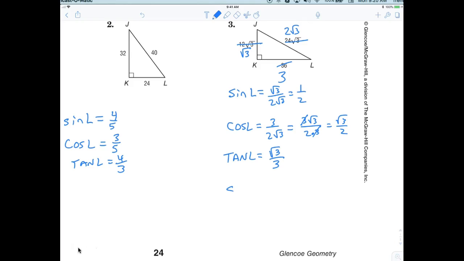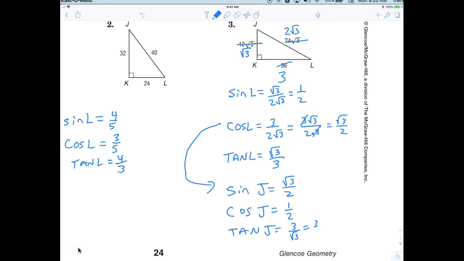Let's do sine of J. Can anybody tell me what the sine of J is without doing the problem? Believe it or not, it's the cosine of L. Everybody looking at that? Square root of 3. And then cosine of J is the sine of L, for those who are interested in patterns. And then the tangent of J is the reciprocal. Am I good with that?